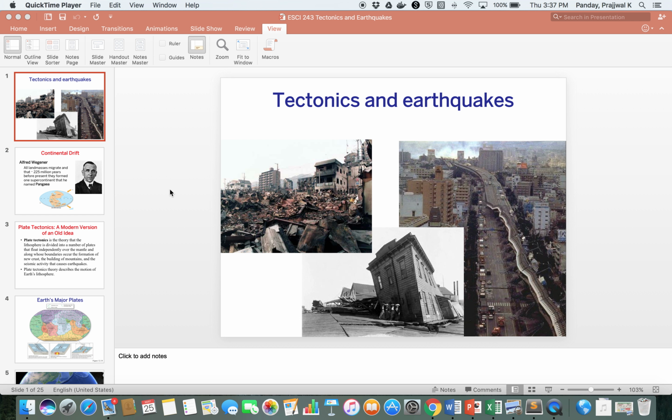Hello, this is a lesson on plate tectonics, and particularly earthquakes. This is important because the movement in plate tectonics manifests itself particularly as earthquakes that can create a big hazard in these tectonically active regions.